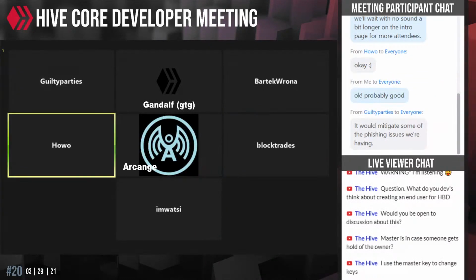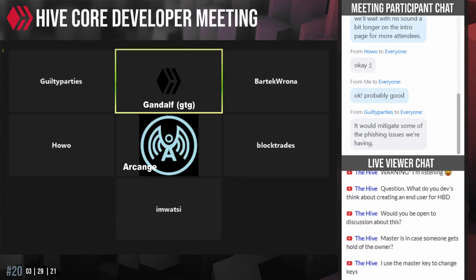Anyways, I think it was Asgarth from PeakD who found an issue, or not an issue, but in the set reset account operation. It allows you to set yourself as a recovery account, and I think we should just add an assert to prevent that, because there is no reason why not.